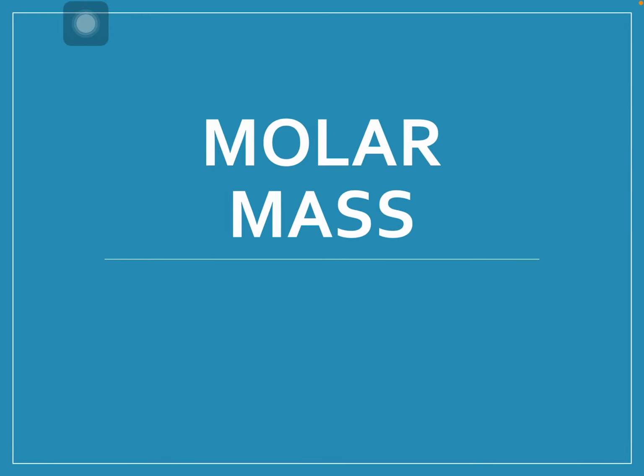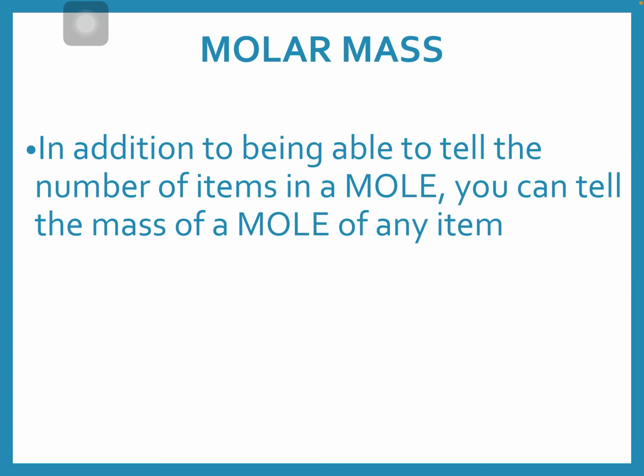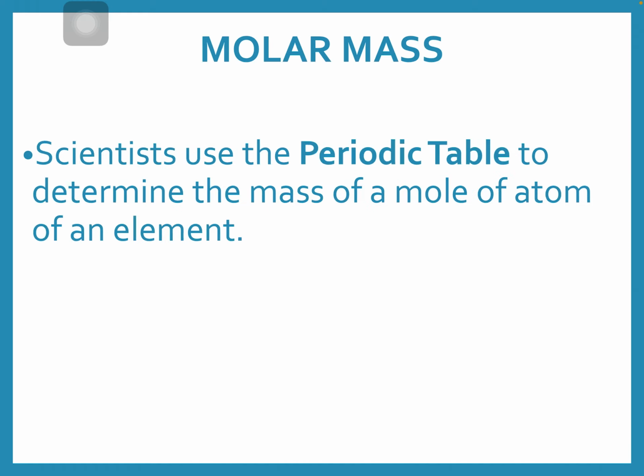In this lesson, we're going to learn about molar mass. So we learned about the mole, or 6.02 times 10 to the 23, Avogadro's number. So that many of something represents 1 mole. And in addition to that, we can also determine the mass of a mole of any item. So we use the periodic table to determine the mass of 1 mole of atoms of an element.